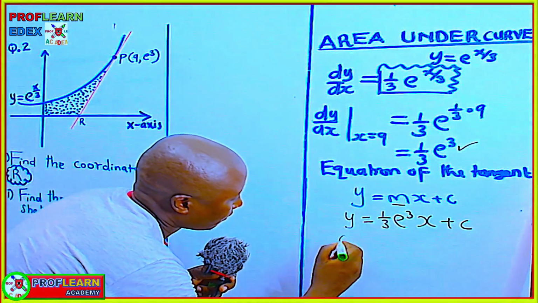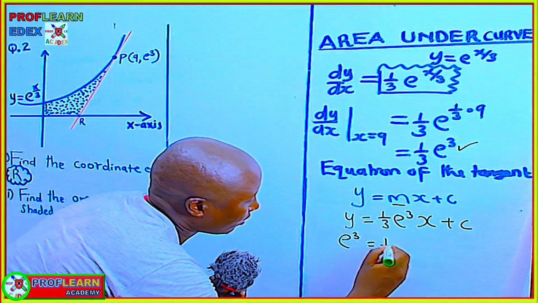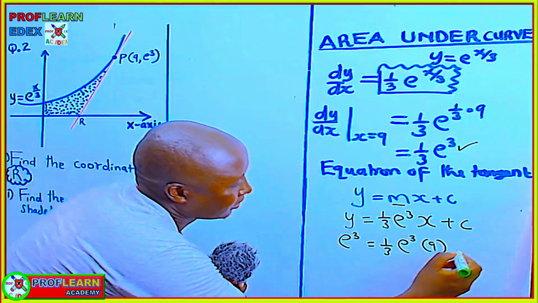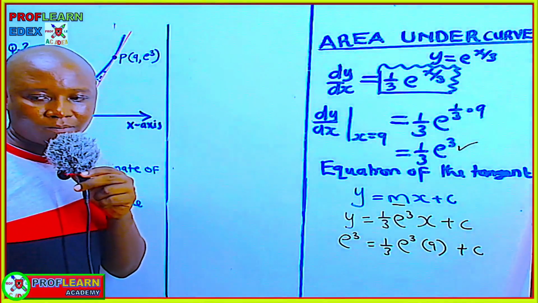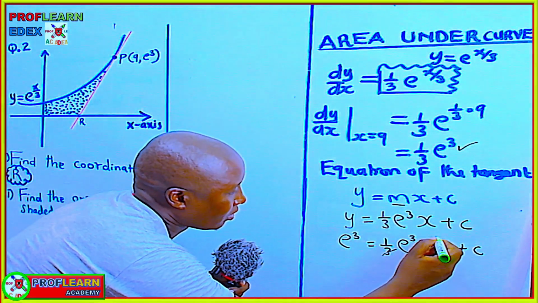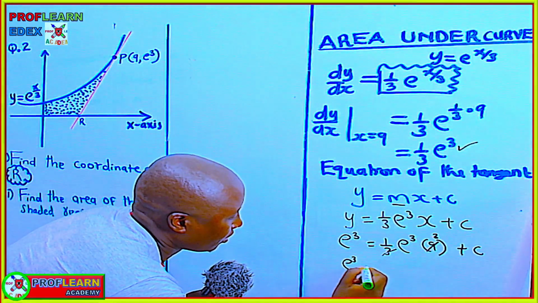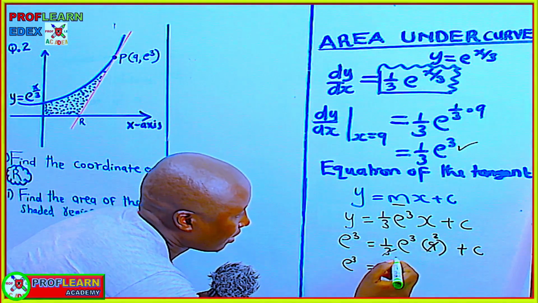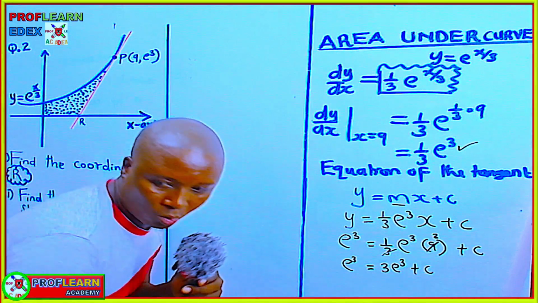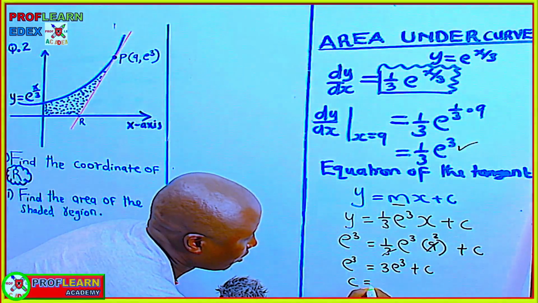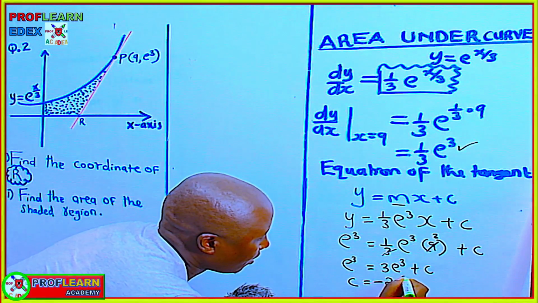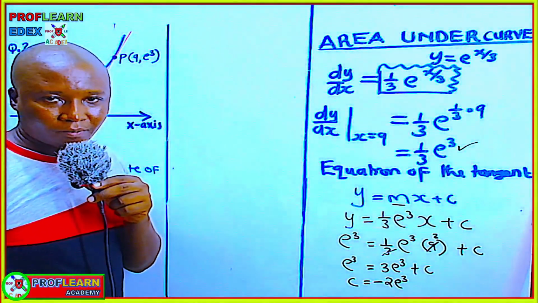So e^3 = 1/3 e^3 times 9, plus c. We cancel the 3s, so we have e^3 = 3e^3 + c, which implies that c = -2e^3, if you take this to the other side. That is the y-intercept.